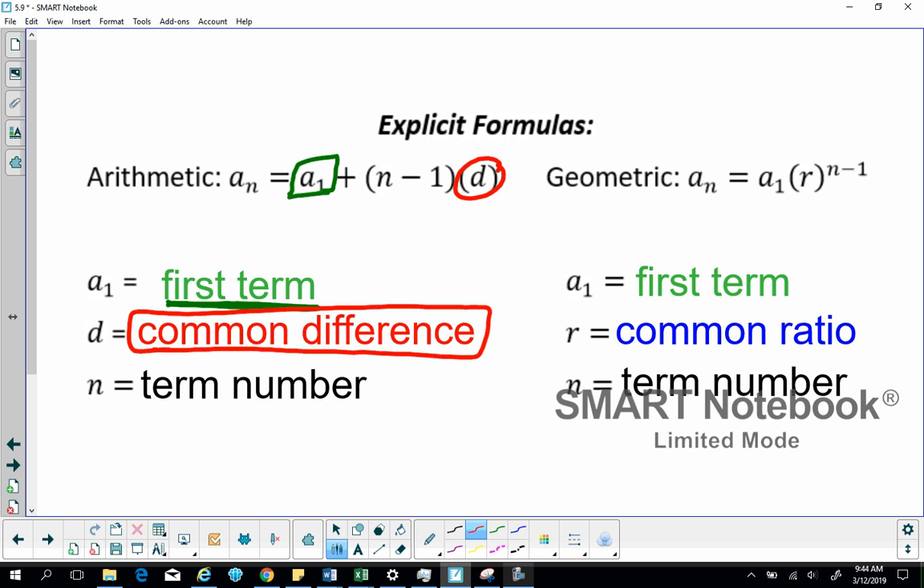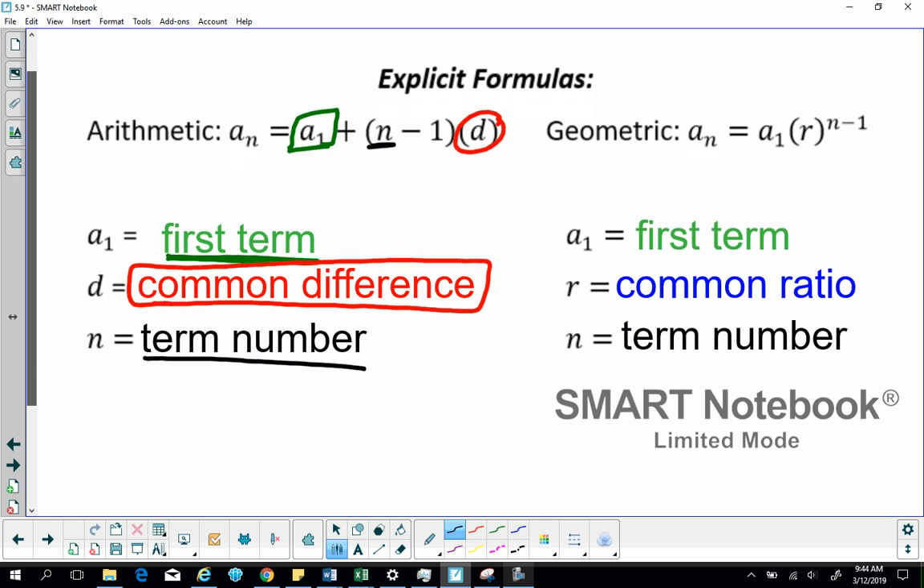And only at some point, like if they were to ask you for the 100th term, that's what you would plug in for n. So when they're talking about n, it's your term number that you're looking at. So I'm going to give you an example right below. So here's an example.